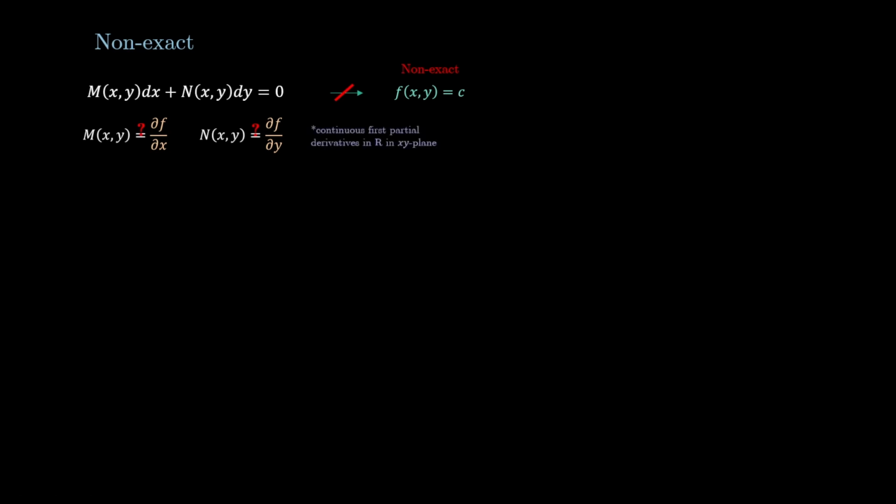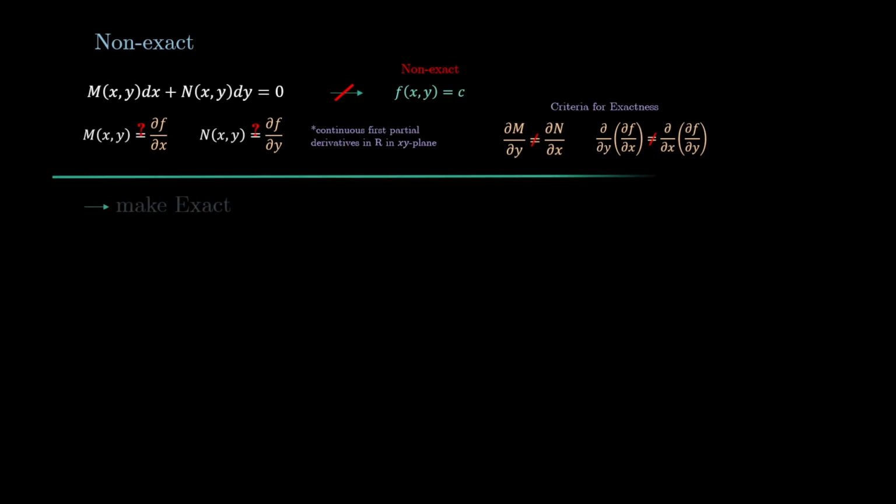And further, we weren't sure if they're even continuous. And this followed because the criteria for exactness, we say, failed. These didn't end up equaling. Now the question is, is there a way that we could make these exact? And that is what we will discuss here.